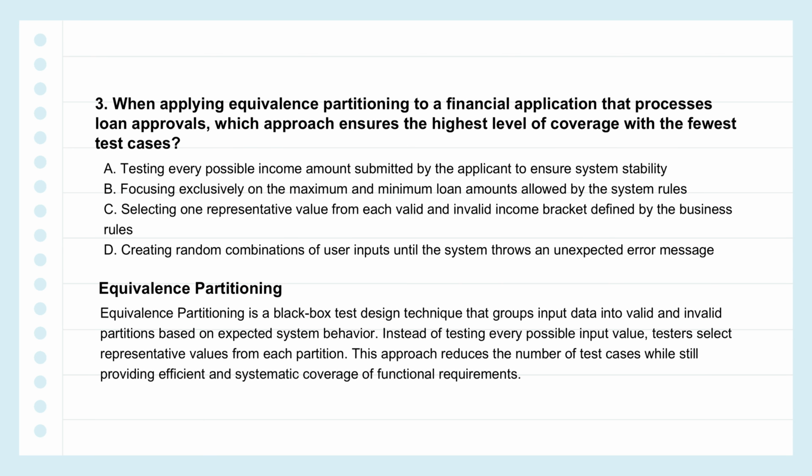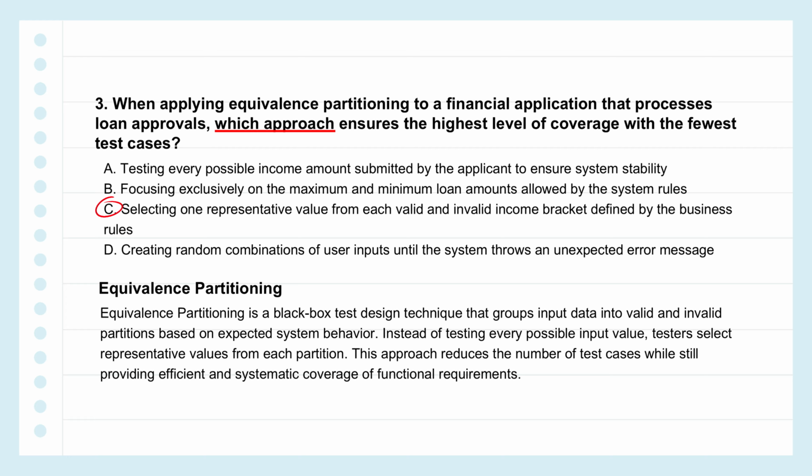Question 3. When applying equivalence partitioning to a financial application that processes loan approvals, which approach ensures the highest level of coverage with the fewest test cases? The correct answer is C. Selecting one representative value from valid and invalid brackets provides efficient coverage. Let's look at the mathematical mechanism here. Why does that soup analogy actually work in software?